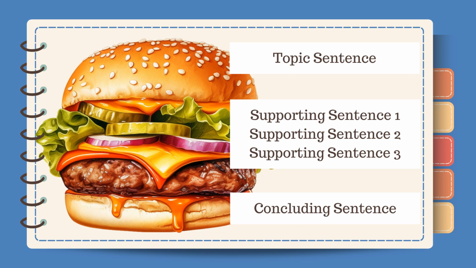For supporting sentence 1, this sentence gives specific details relating to the main idea. Supporting sentence 2 is the sentence that gives another specific detail relating to the main idea. And supporting sentence 3, this sentence gives more specific details relating to the main idea. And lastly, the bottom bun is the concluding sentence. This sentence refers to the topic sentence and sums up the main idea of the paragraph.